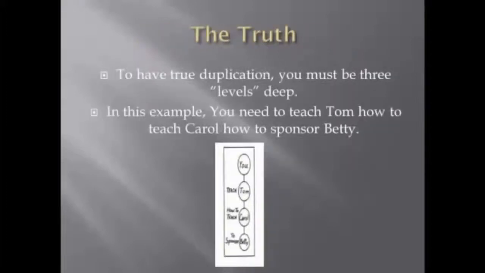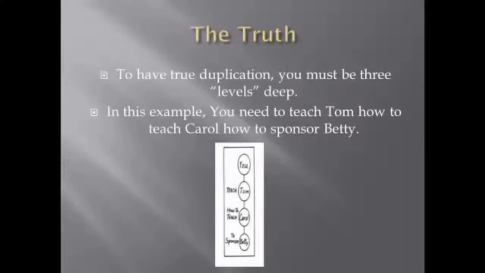The truth is, to have true duplication in an organization, you must be three levels deep. You must go three levels deep. So as an example, if you look at this diagram, in this example you've sponsored Tom. You need to teach Tom to sponsor Carol. Then you have to teach Tom how to teach Carol to sponsor Betty. So it's a teach to sponsor. It's teach them to sponsor, then teach them how to teach before you have actual true duplication.